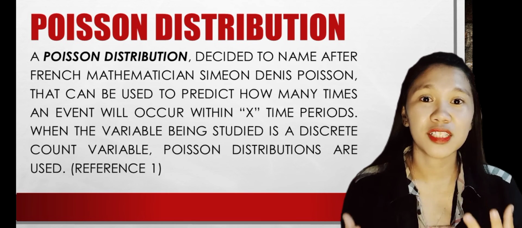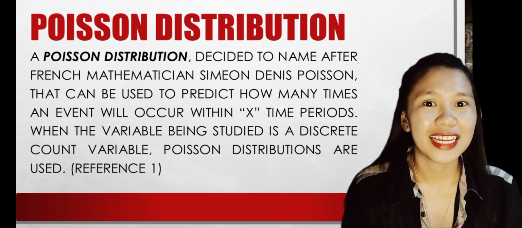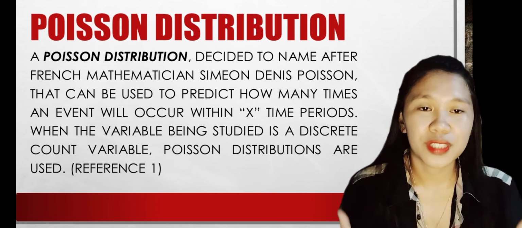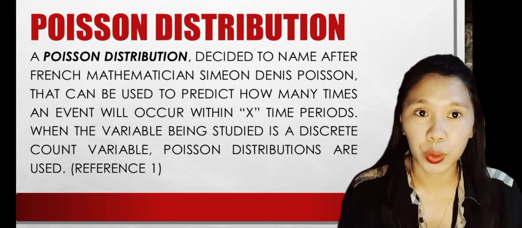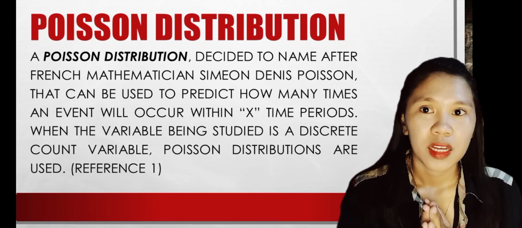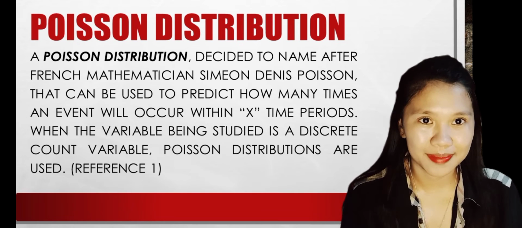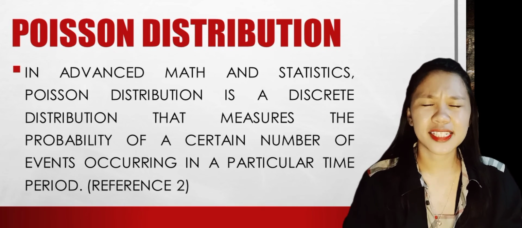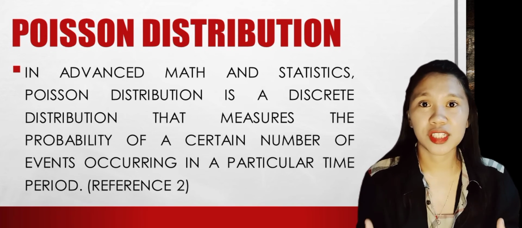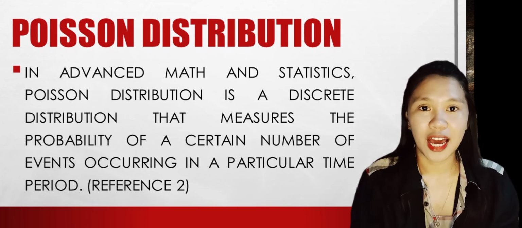When we say Poisson distribution, it is named after a French mathematician named Simeon Denis Poisson, and it can be used to predict how many times an event will occur within a time period. When the variable being studied is a discrete variable, the Poisson distribution is used. In advanced math and statistics, Poisson distribution is defined as a discrete distribution that measures the probability of a certain number of events occurring in a particular time period.